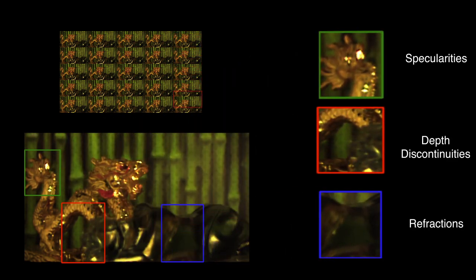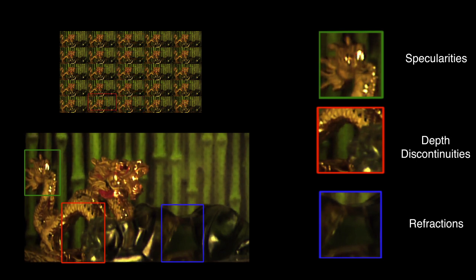Parallax is observed even for complex lighting effects such as occlusion, specularity, and refraction being exhibited by the background, dragon, and tiger, respectively.